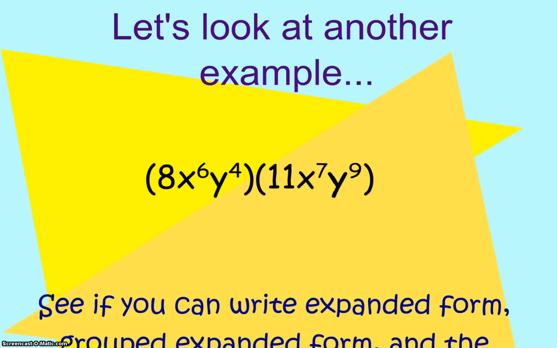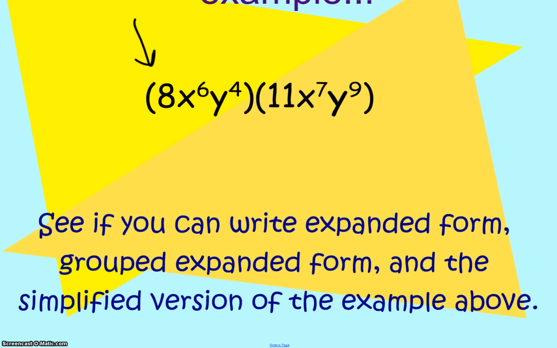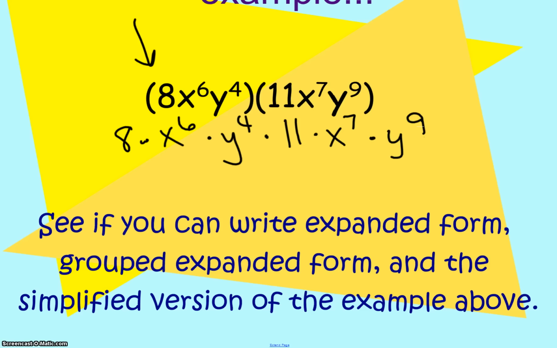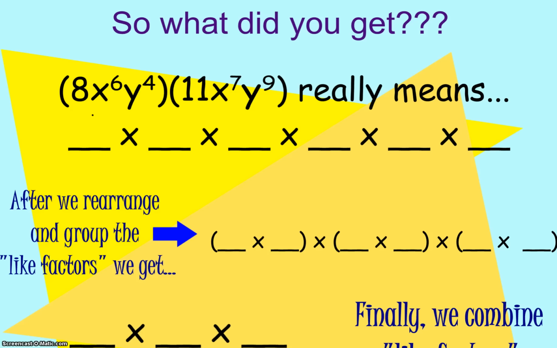Let's look at another example. Make sure this is written down in your ISN. So let's write it out in expanded form. It is going to be 8 times x to the sixth times y to the fourth times 11 times x to the seventh times y to the ninth. Then we want to, let me rewrite this again, sorry.